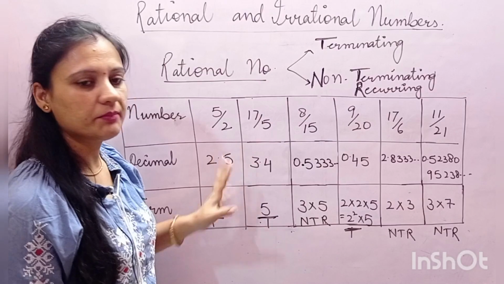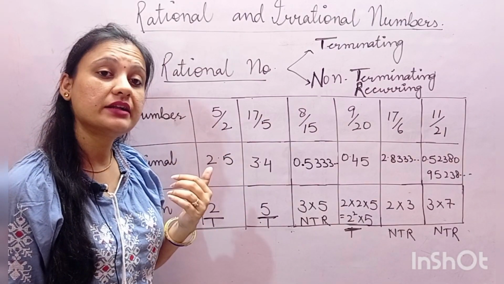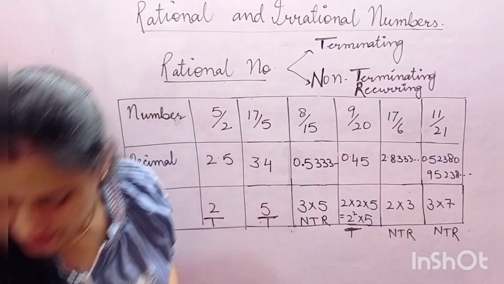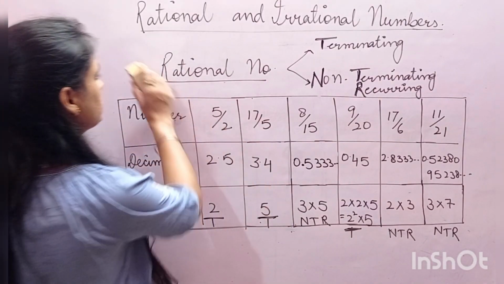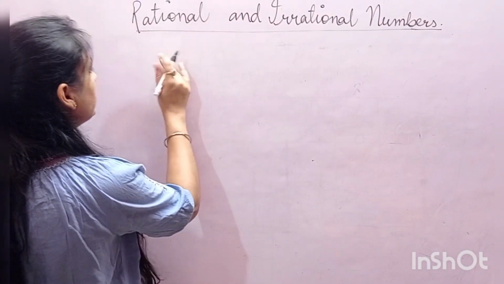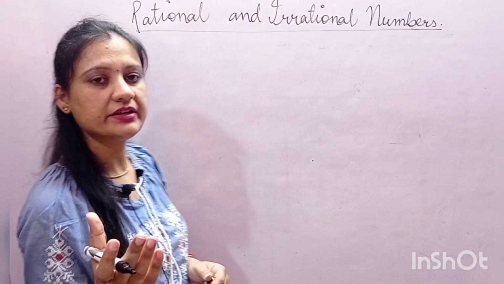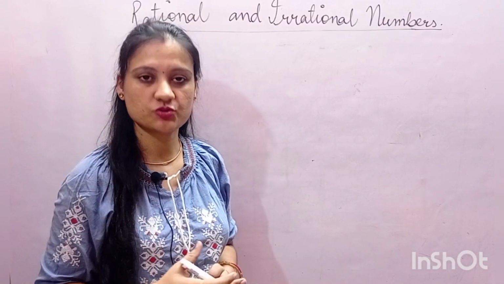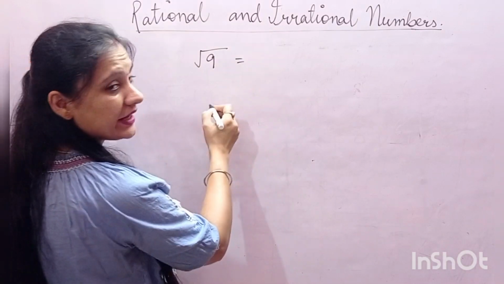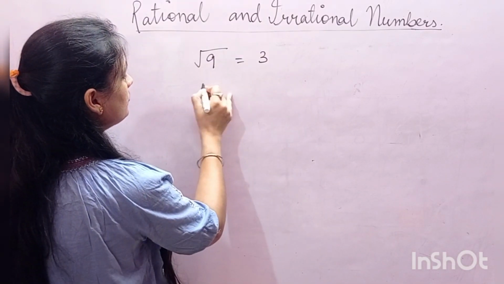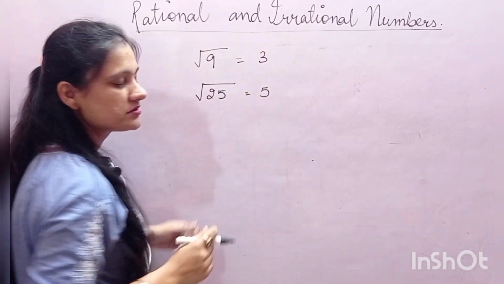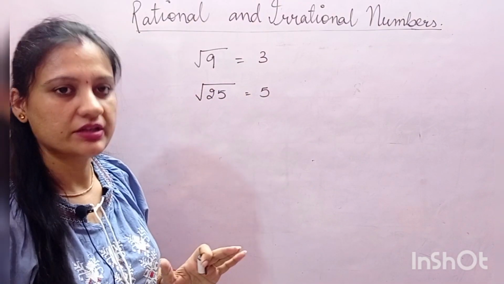So this is all about rational numbers. Now let us understand more about irrational numbers. You ready? Let's start. Now children, you have read in class 8 about squares and square roots, right? So you know what is the square root of 9? That is 3. The square root of 25 is 5. See, these numbers are rational numbers, right?